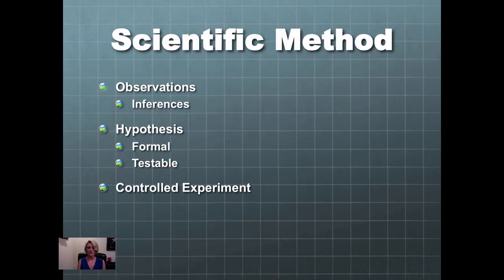Now, when we use the scientific method, there are a series of steps. Now, it depends on the source that you're looking at as to what the steps are called. Sometimes there's 5, sometimes there's 7. It really doesn't matter, just as long as you get the basic idea down. So let's go through just the basic steps. And we'll start with observations.